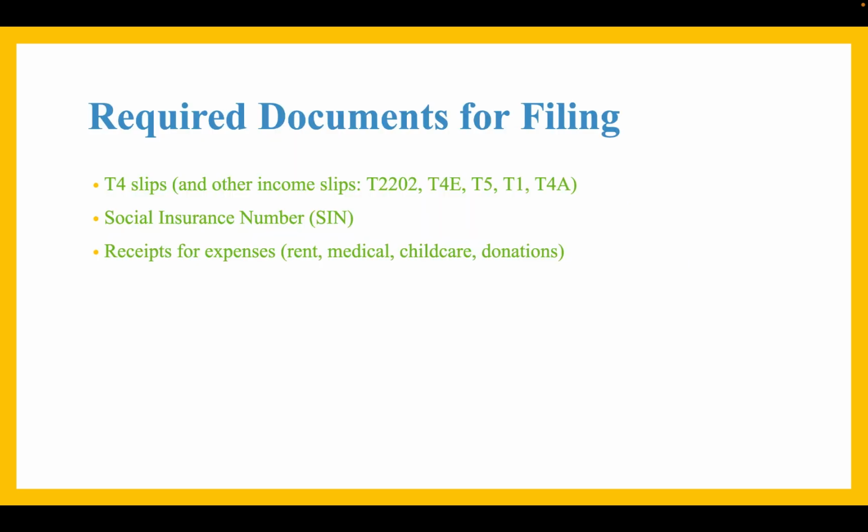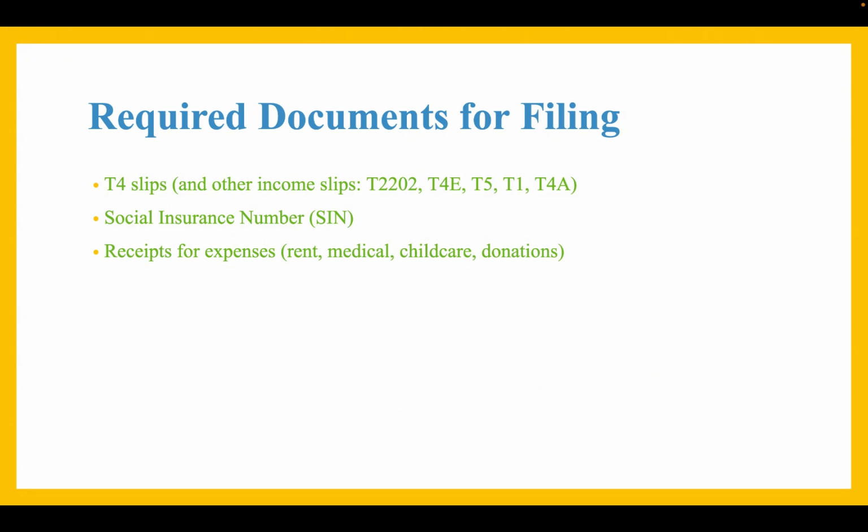Now, regarding the required documents you will need when you go and file taxes, you will need your T4, T4A, which your employer normally will give you, and there are other income slips like T2202, T1, T5, etc. Next, you'll also need your SIN number. And lastly, you will need receipts to calculate your expenses for eligible benefits. Basically, these are the documents you should have on hand before you file your tax return.